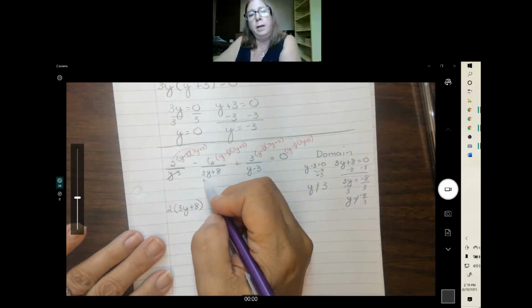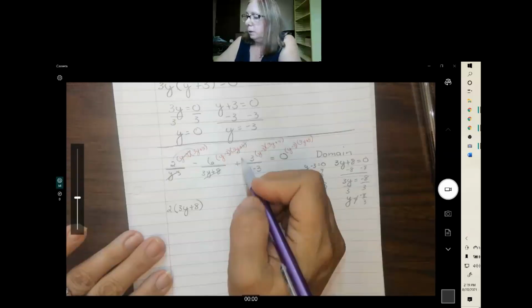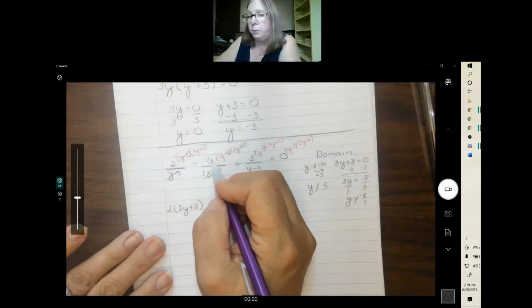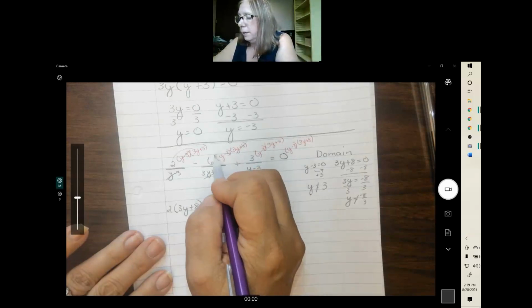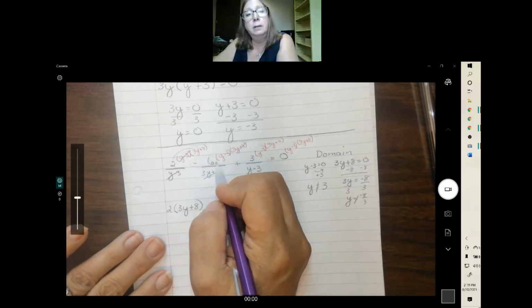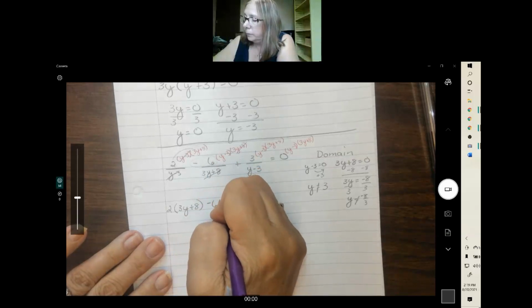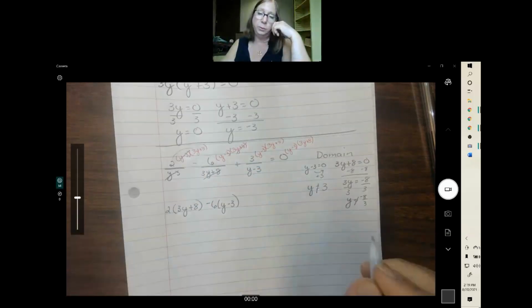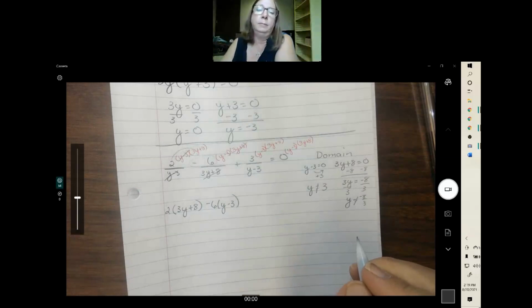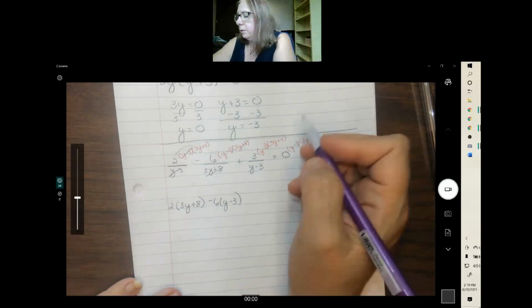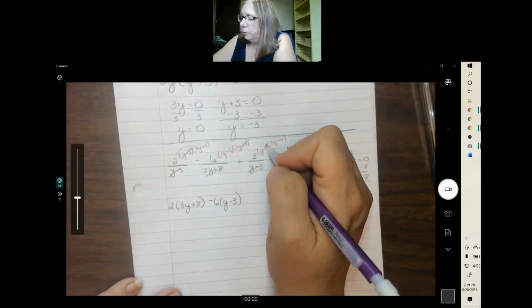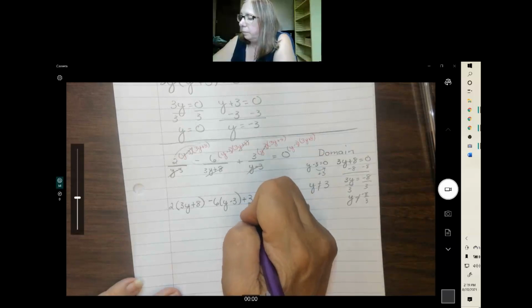This one, the 3y plus 8 cancels. And then if you are going to distribute here, notice this is a negative 6. So make sure the whole thing gets distributed. The next one, the y minus 3's cancel, and we distribute the positive 3.